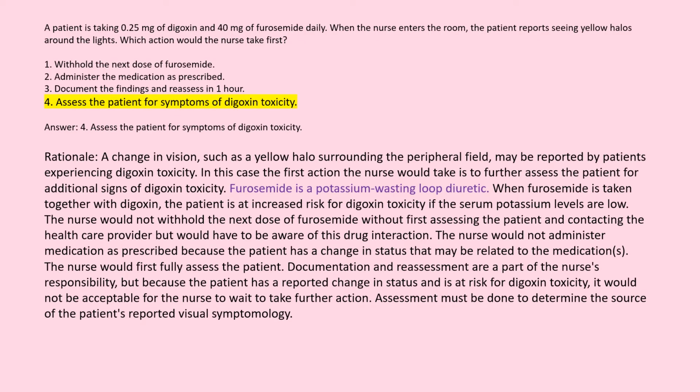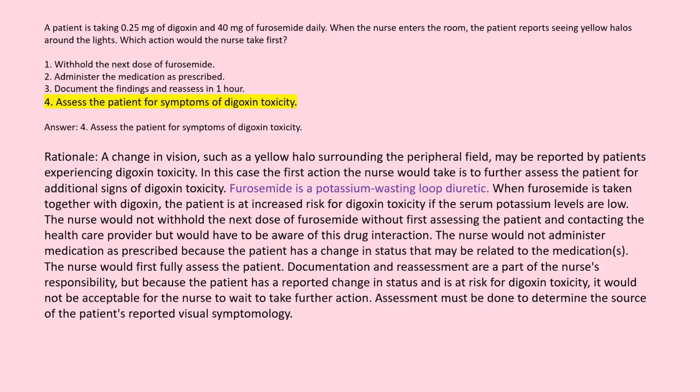Answer: 4. Assess the patient for symptoms of digoxin toxicity. Rationale: a change in vision, such as a yellow halo surrounding the peripheral field, may be reported by patients experiencing digoxin toxicity. In this case, the first action the nurse would take is to further assess the patient for additional signs of digoxin toxicity. Furosemide is a potassium-wasting loop diuretic.